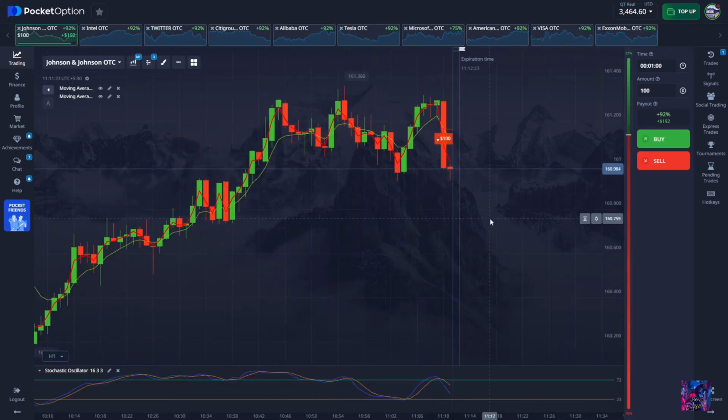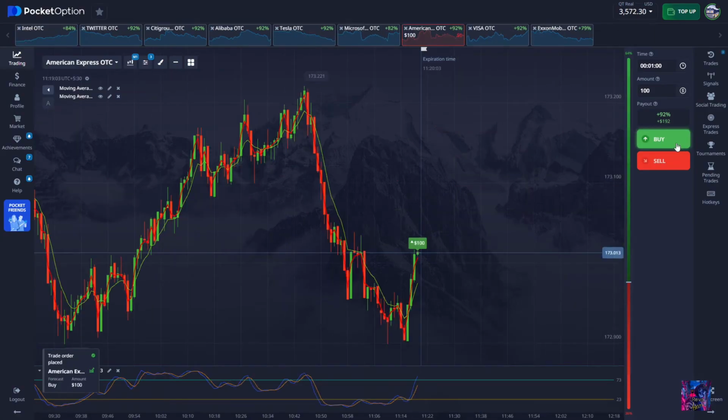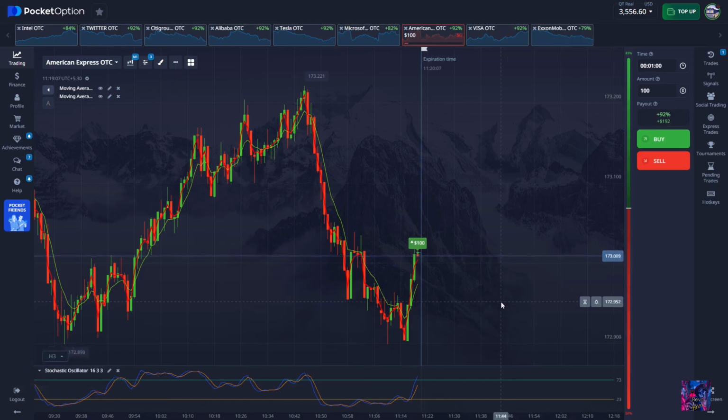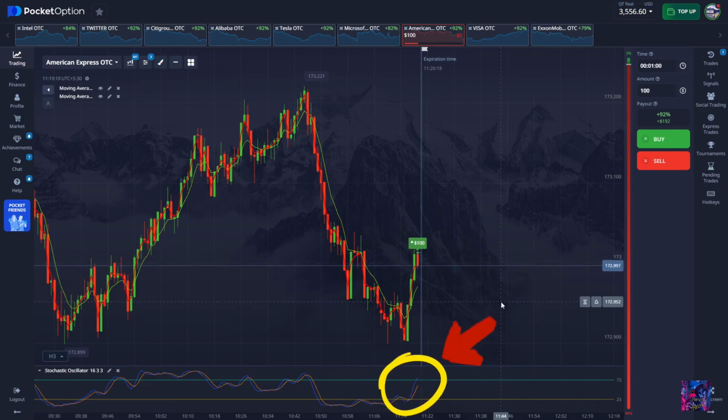Now let's find some other opportunities where we can take a trade and make more profit. Here we can take a trade for the upward direction. We have taken a trade for the upward direction because the red moving average line crossed the green moving average line in the upward direction, and the stochastic oscillator also moved in the upward direction. That's why we took a trade for up here.